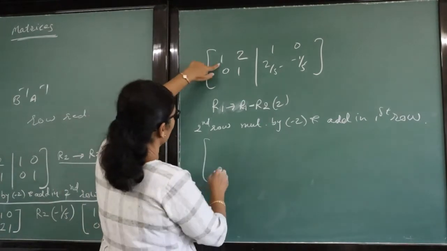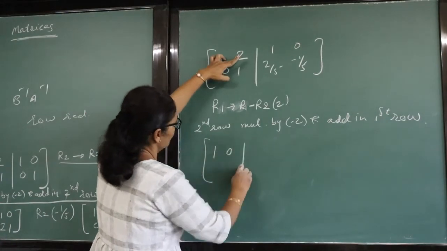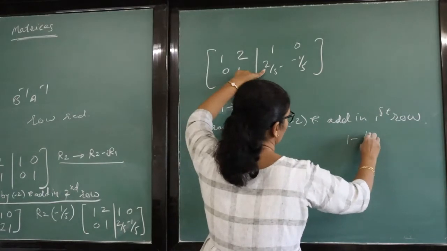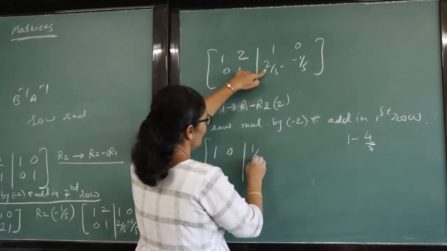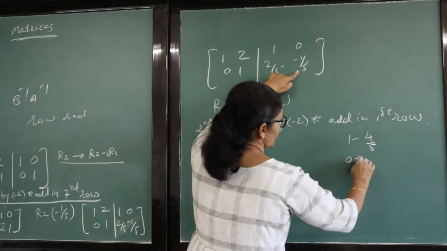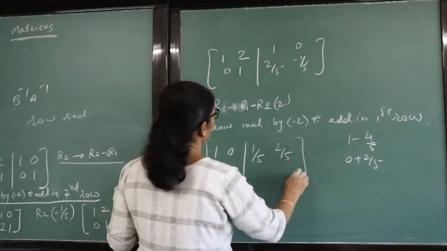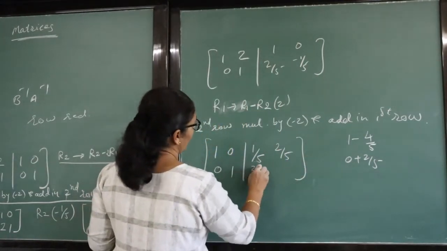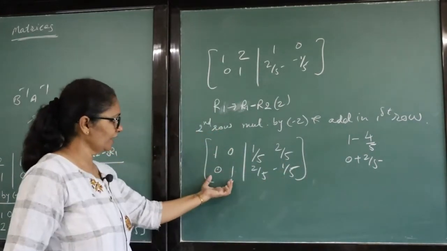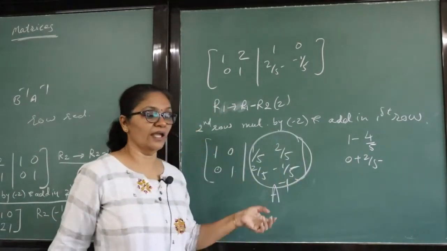Okay, let's take the 1 as it is because here it is 0. Multiplied with minus 2, so this became 0. Similarly, multiply this with minus 2, what do you get? 1 minus 4 by 5 will be 1 by 5. Multiply this with minus 2, 0 plus 2 by 5. So you will get 2 by 5 here. Now 0, 1, 2 by 5, minus 1 by 5. Now you can check 1, 0, 0, 1. So here you get the identity matrix. So this is your A inverse. This one will be your A inverse.